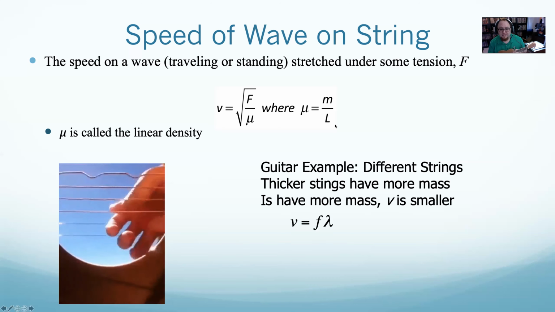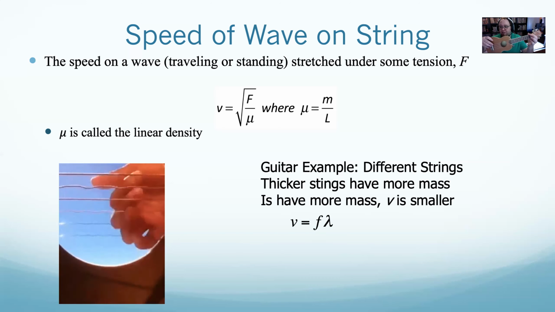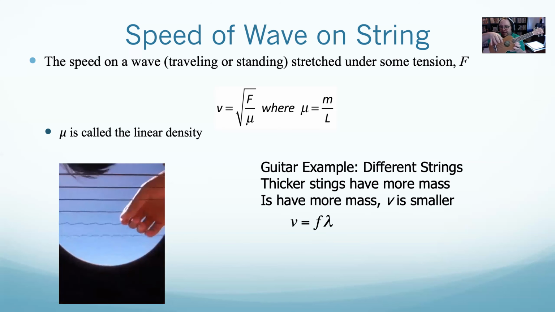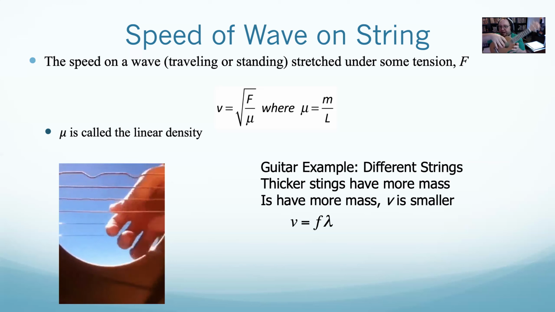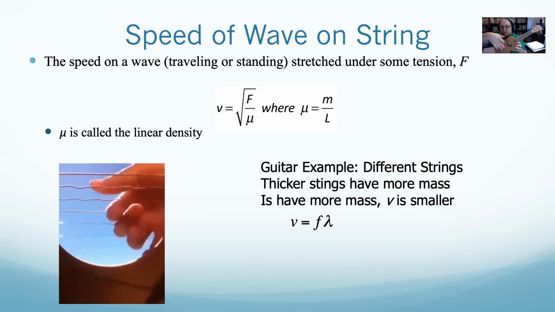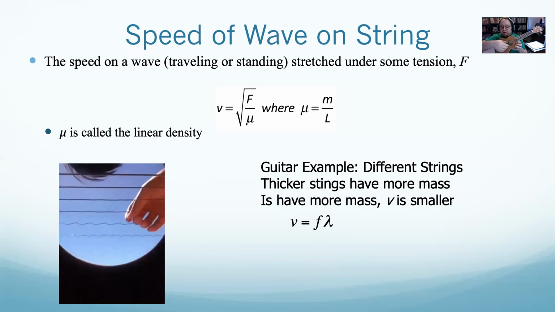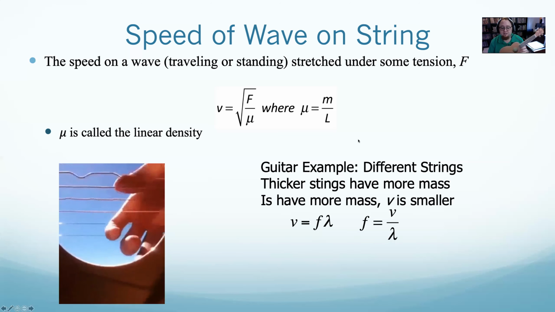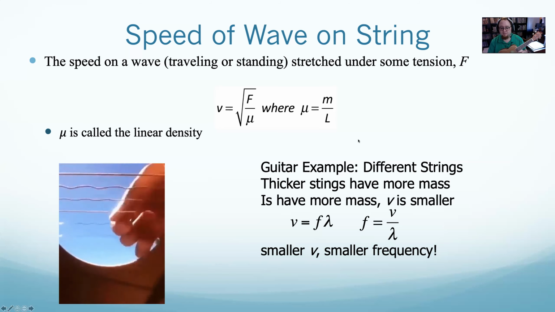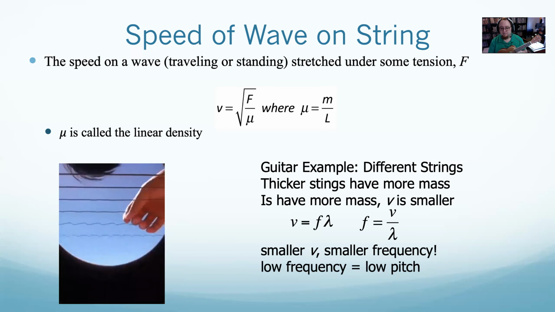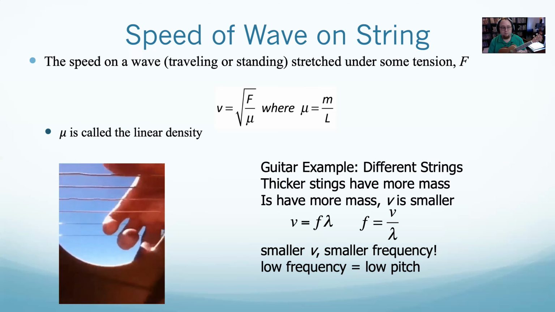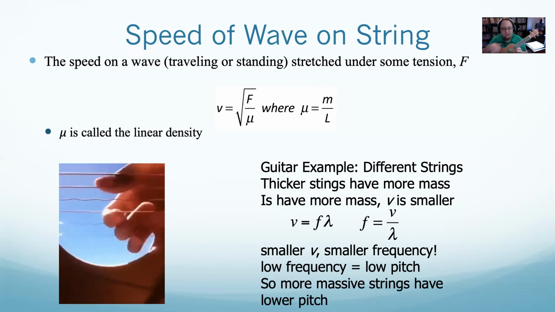And since V equals lambda times F, I'm not changing lambda. Lambda is going to be based off the length of the string. And I just play these without pressing any frets. All I'm doing is I'm changing the velocity without changing the wavelength. That means the frequency needs to change. And the smaller V is, the smaller the frequency. And low frequency is low pitch. And so heavy strings, thick strings are low notes.